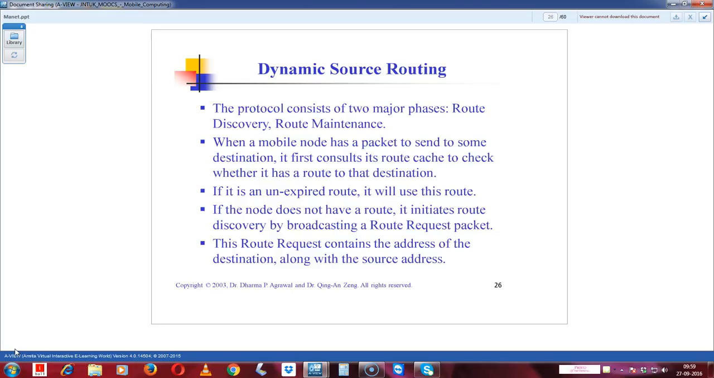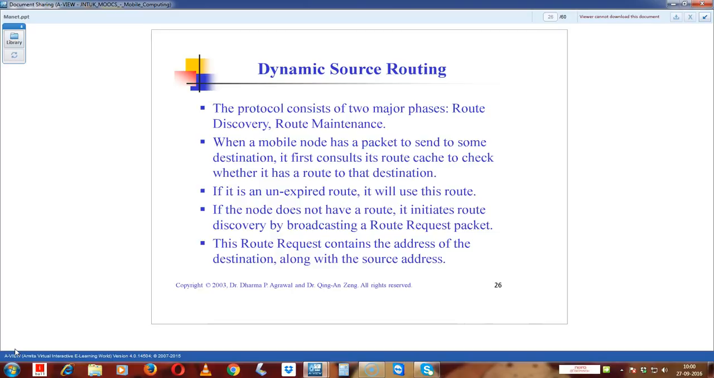When a mobile node has a packet to send to some destination, it first consults its route cache to check whether it has a route to that destination. Okay, so what is it? The route cache is some local memory within the device. So it will first search the route cache, whether we have the destination address or the route within that cache or not. If we don't have it, we will broadcast some packets to find out the particular route to the destination. Okay, so if it is an unexpired route, it will use this route.